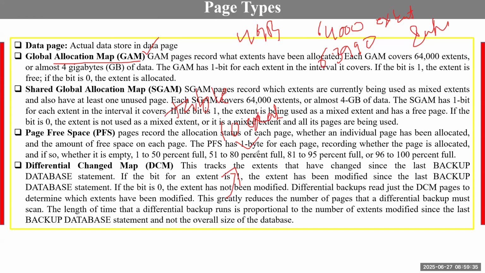To load the data, you need 100 extents. Now 63,890 extents are there. It will start using them, and when all the 64,000 extents are gone, it will create one more GAM page. Please make a note: after 64,000 extents have been consumed, it will create one more GAM page, and again the GAM page coverage will be 4 GB only.